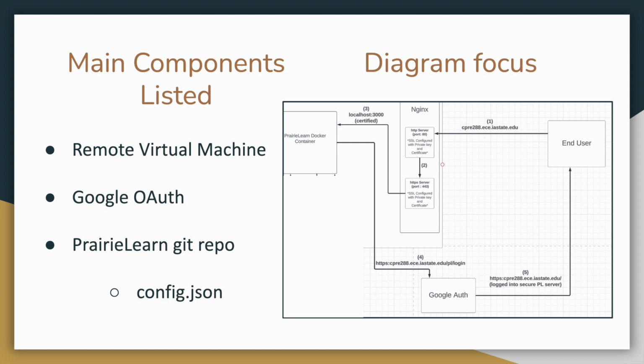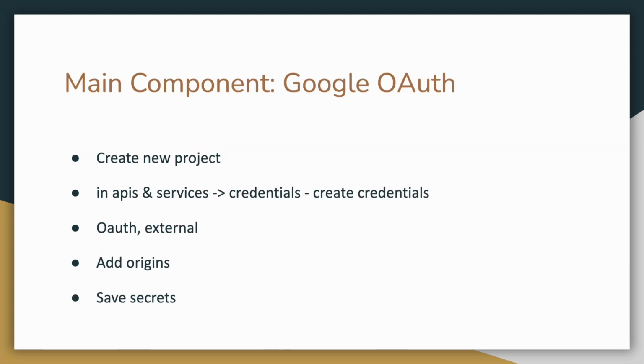We're just going to be in the remote virtual machine using Google OAuth and the PrairieLearn Git repo, which is just the config.json. So for the main component, Google OAuth, we're going to create a new project, go to APIs and services, then go to credentials and create credentials. We're going to need OAuth. We're going to need to go external. We're going to add the origins, which is our website. And then we're going to need to save the secrets, which are the credentials.